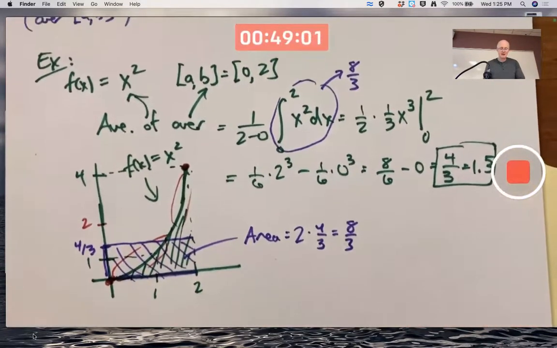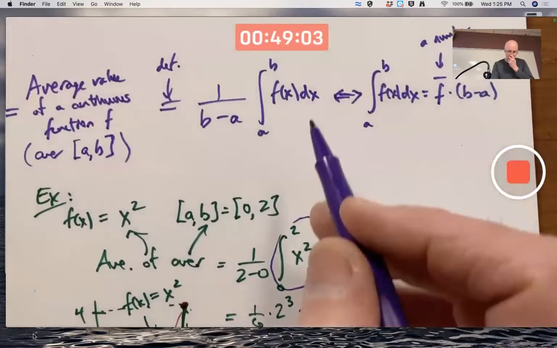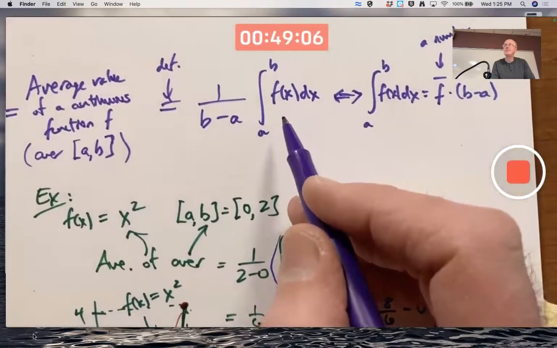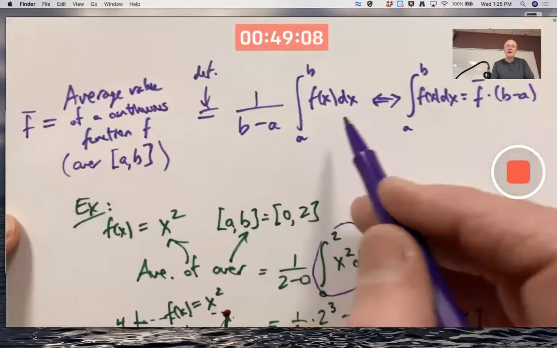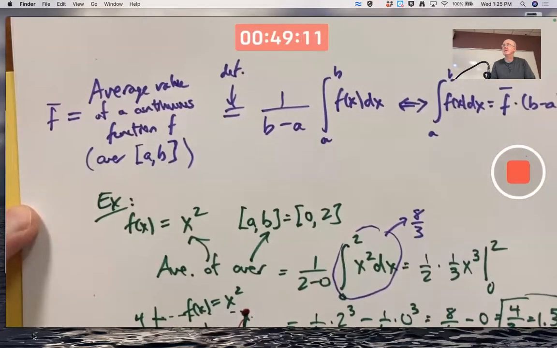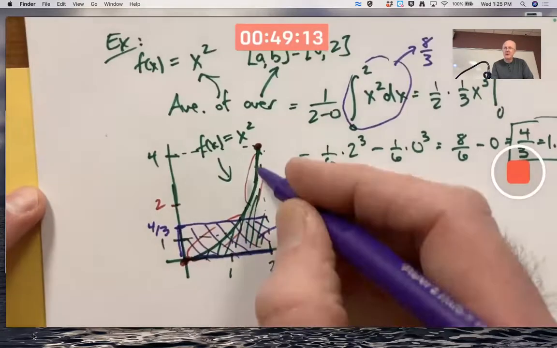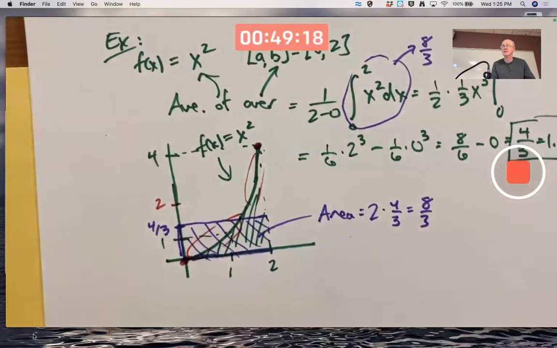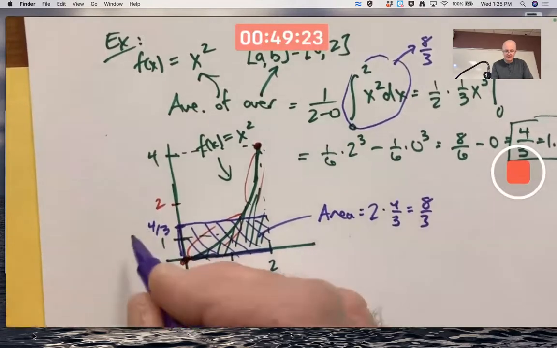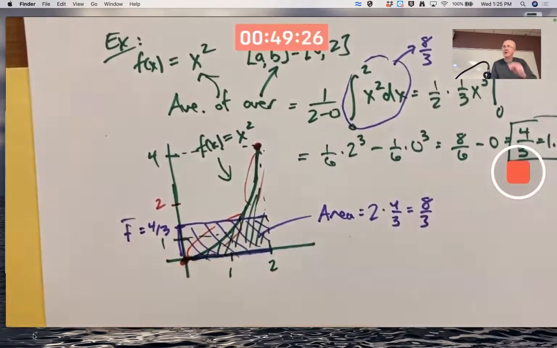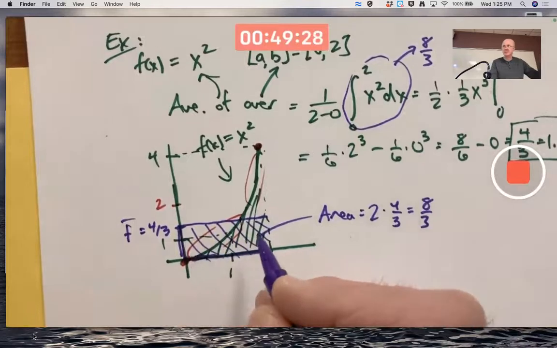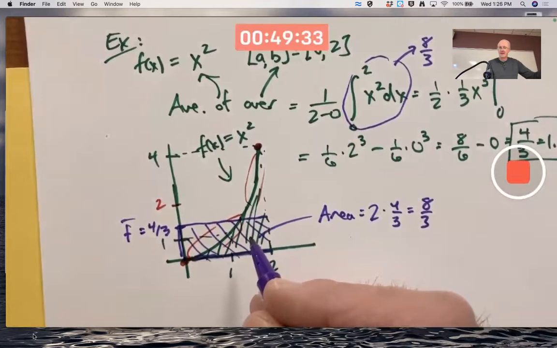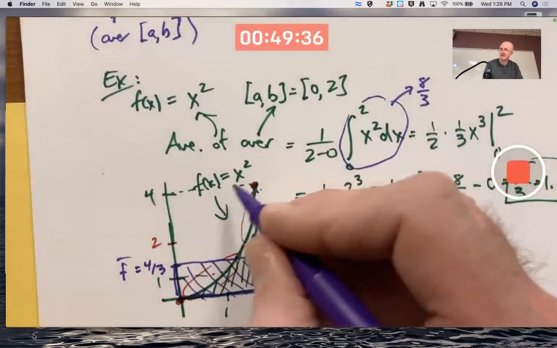And if your little f function represents speed, then F bar is the average speed. The fact that little f is increasing, if it's the speed, means you're accelerating, you're going faster and faster. F bar is the average speed. If you were going at a constant speed of 4/3 meters per second, say, your distance traveled is going to be the same as the distance traveled if this is your speed.